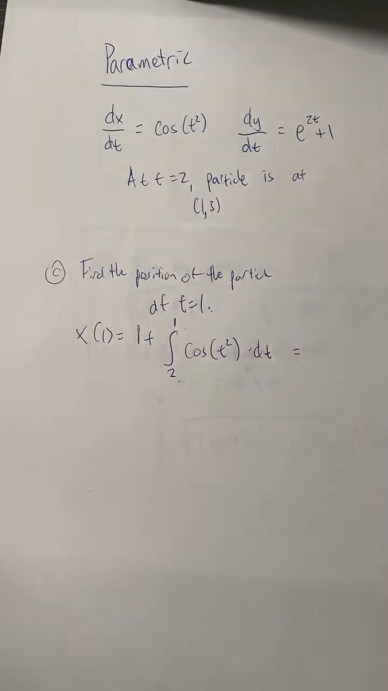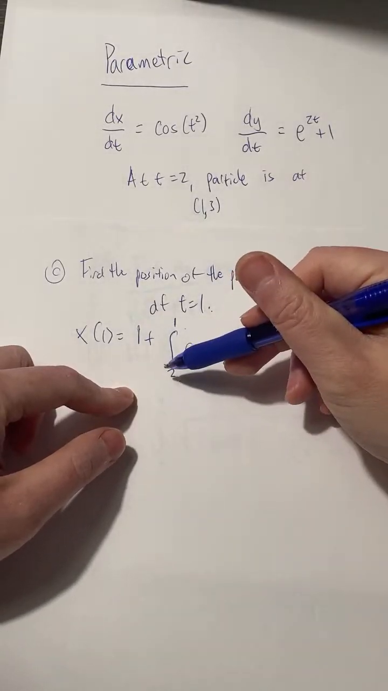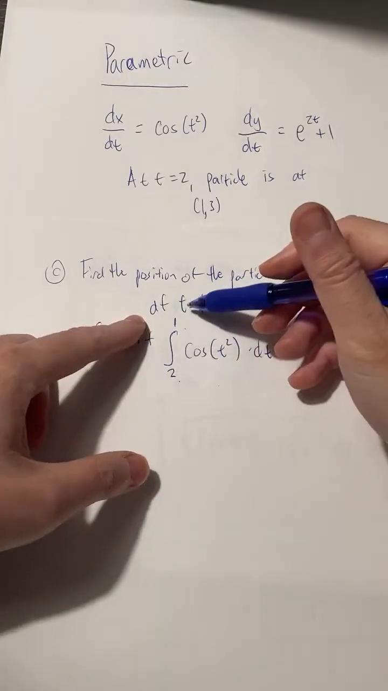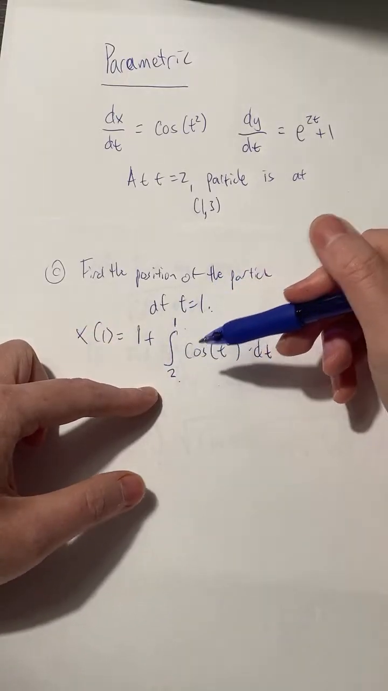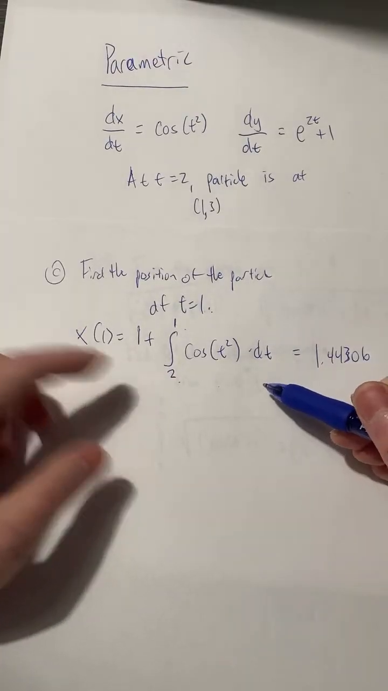I'm going to quickly type this into a calculator. Give me 1 second. Just to have an answer. t equals 2 to t equals 1. So it doesn't really matter that the bottom number is smaller here. Given on the bottom, 1 on the top. You don't have to flip this as well because we're typing it in a calculator. Supposedly this is 1.44306.